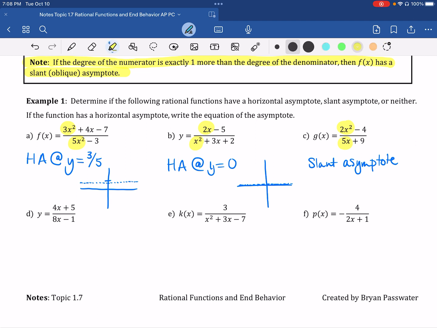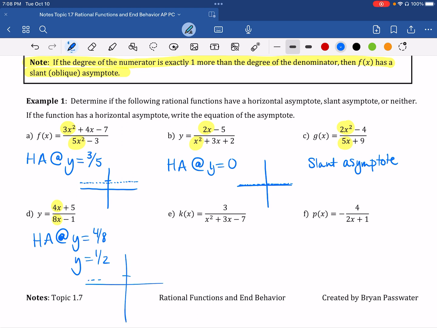Okay, so let's look at D. The degree of the numerator is equal to the degree of the denominator. So I'm going to divide those leading coefficients to find that horizontal asymptote, which I can reduce, so I know there's a horizontal asymptote at y equals a half.